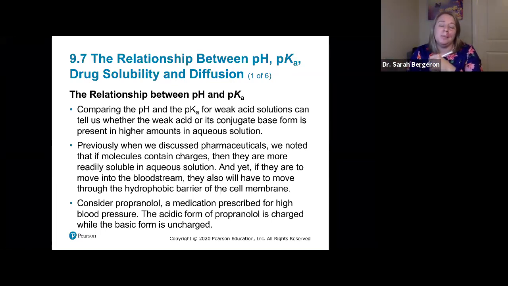And if you remember when we talked about different kinds of pharmaceutical drugs, we talked about whether the molecule had charged functional groups so that they were more soluble in aqueous solution. Well, that's great that they're soluble, but how are they going to enter the cell? If they're charged, they're not going to want to go across the cell membrane. We want something non-polar in order to get across the cell membrane. So if we want to get them across the membranes and into the bloodstream, we're going to have to turn them into the non-polar conjugate base form, right?